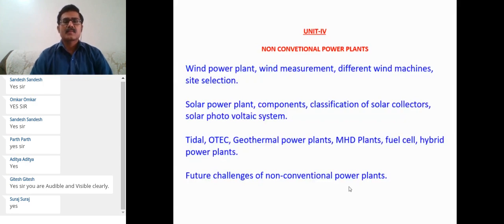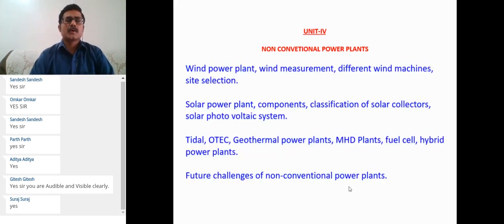Then the site selection, and I would say that site selection is a very important parameter before you go for the installation of a particular type of power plant, whether it is thermal, hydroelectric, nuclear, or any type of non-conventional power plant. You must carry out some survey, some preliminary study, to see whether this particular site for which I am looking is really suitable, is it really worth that I can install that type of power plant here. So that you have to study initially.